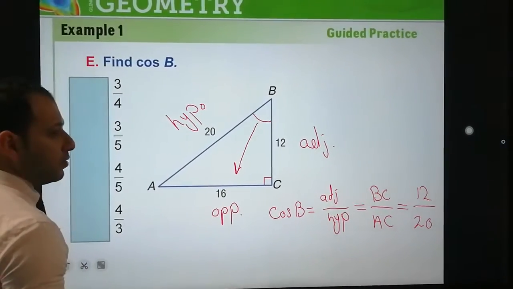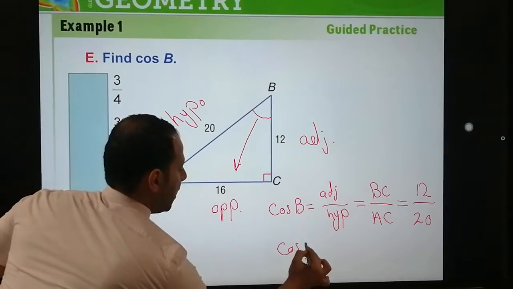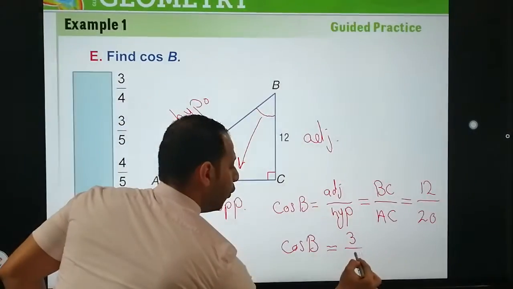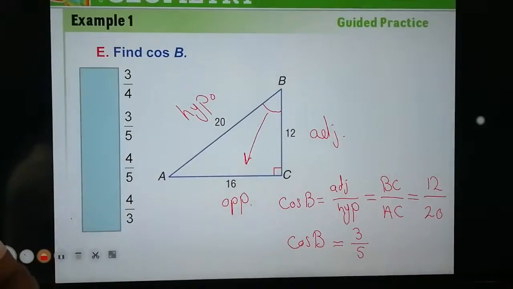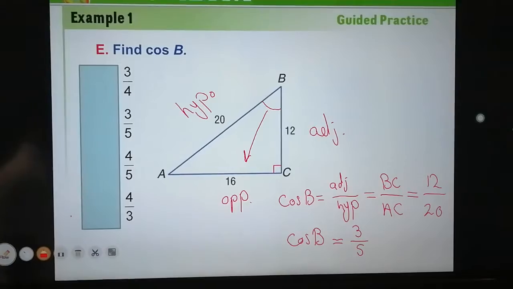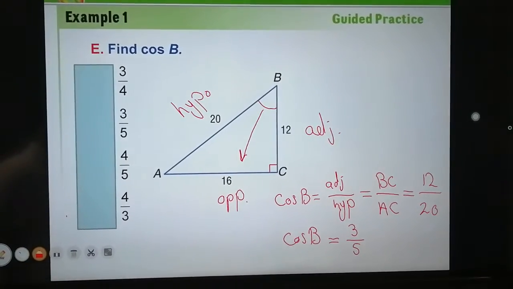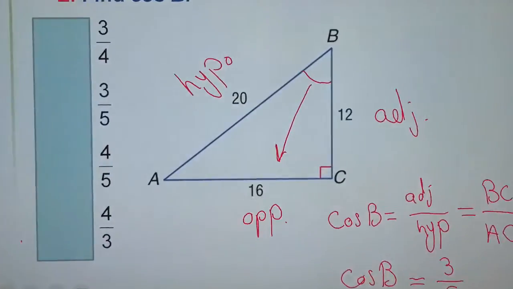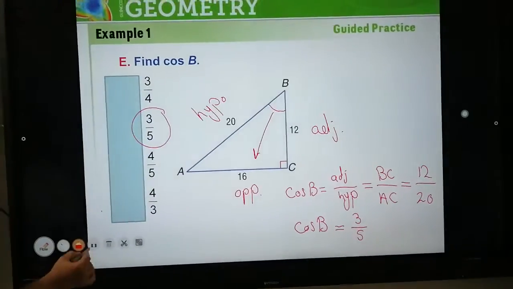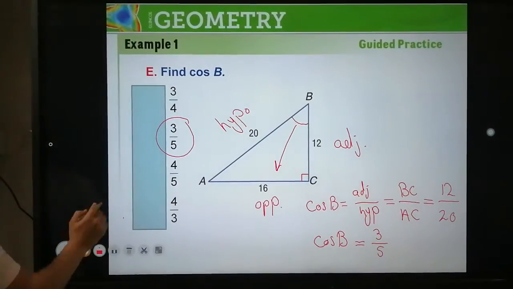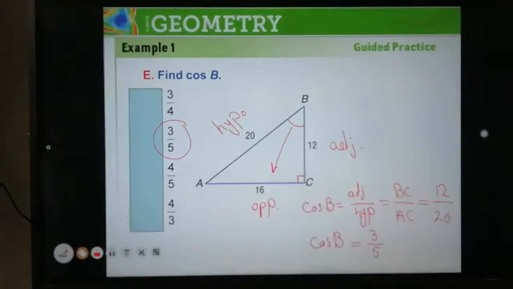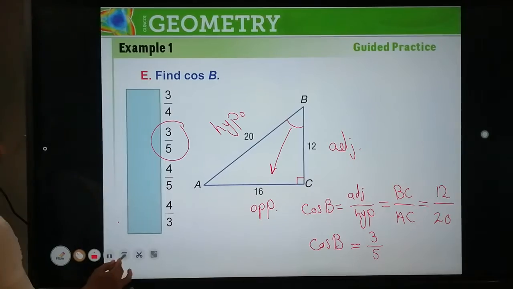Also, we need to simplify. As you said, it will be 3 over 5, by dividing both numbers by 4. If you divide 12 by 4 equals 3, as Saud said, 20 by 4 equals 5. So the result, as you see, is 3 over 5. Okay, so we go to the result. As you see, the result is letter B, which is 3 over 5.